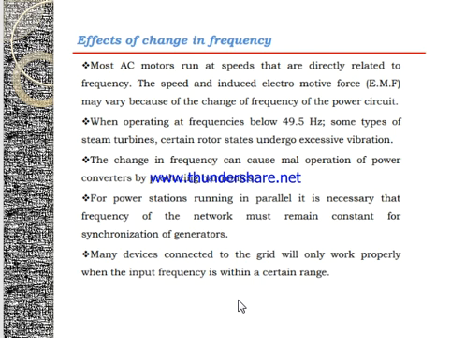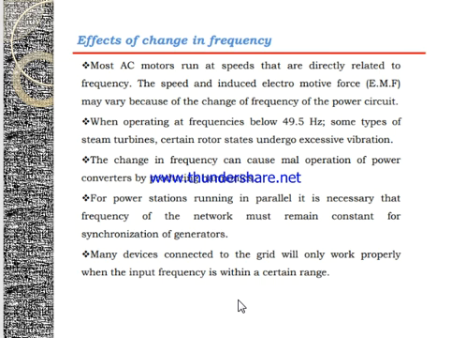Most AC motors run at speeds that are directly related to the frequency. The speed and the induced EMF may vary because of the change in frequency of the power circuit. When operating at frequencies below 49.5 Hz, sometimes the steam turbines and certain rotors will go under excessive vibrations, and the change in frequency may cause a maloperation of the power converters, which may create harmonics. For power stations running in parallel, it is necessary that the frequency of the network be maintained at a constant level to maintain the synchronization of the alternators.